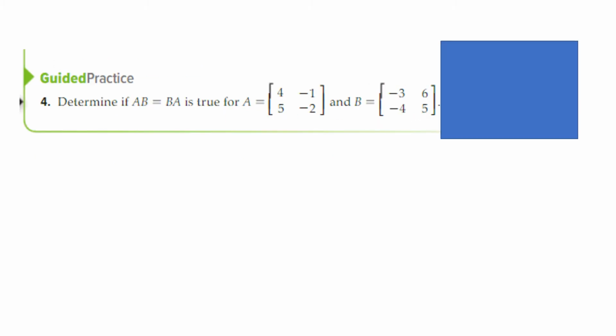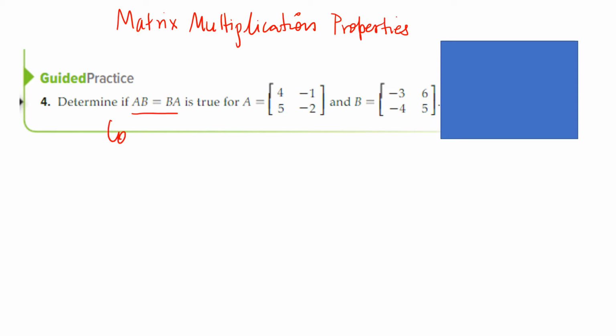Okay, now we are moving ahead. Now that we've understood and become more comfortable with matrix multiplication, let's go to the matrix multiplication properties. So let's use these properties now to solve some questions. Herein you are given the commutative property. What is that? Let us recall.